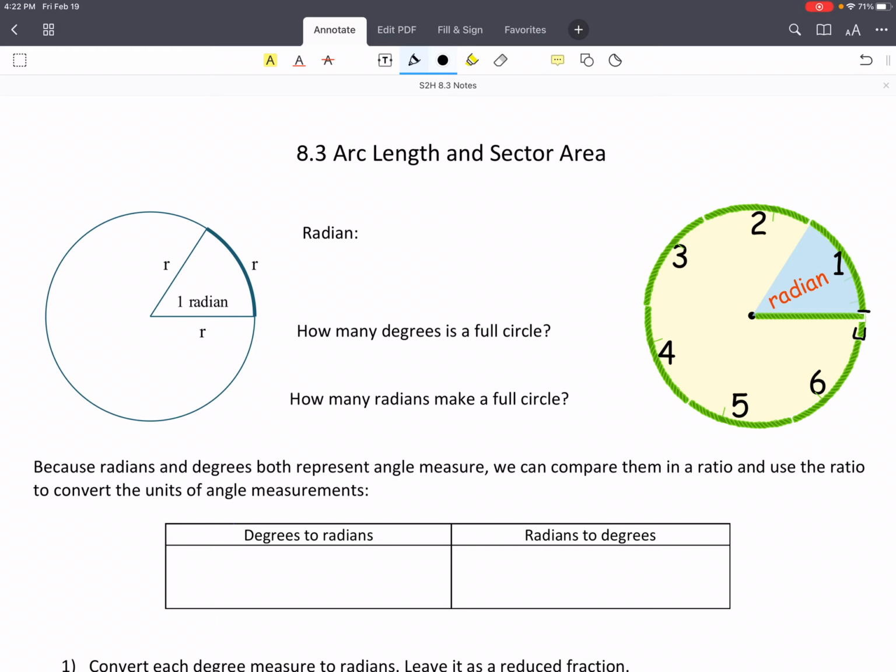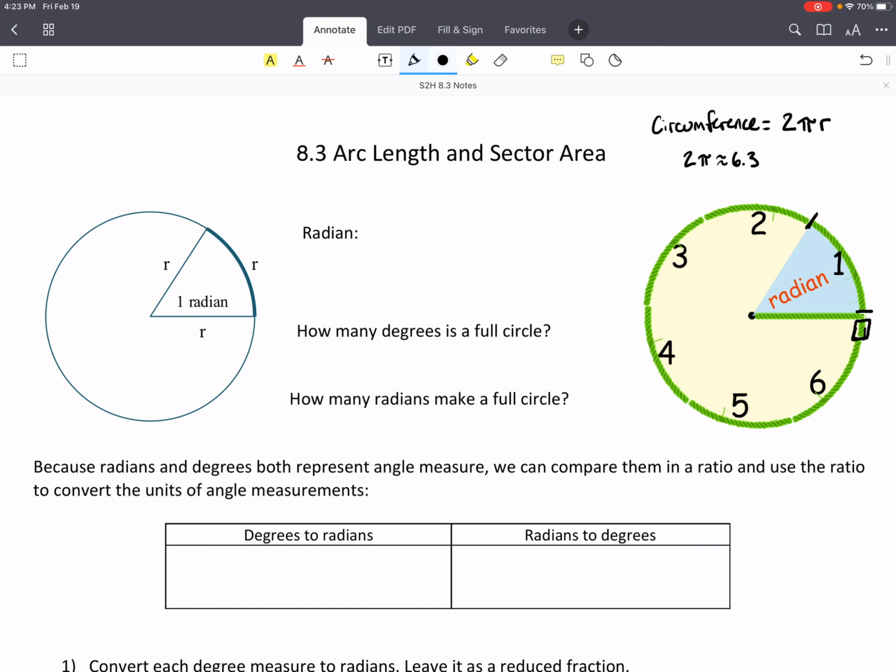Notice each of these little chunks represents one radius length. I can see that it takes 6 and a little bit more than 6 to get the radius around the full circle. If you look at the formula for circumference, that's 2 pi times the radius. 2 pi is about 6.3, a little bit more than 6. So it actually takes 2 pi radius lengths to get around the circle. That's where the formula for circumference comes from.